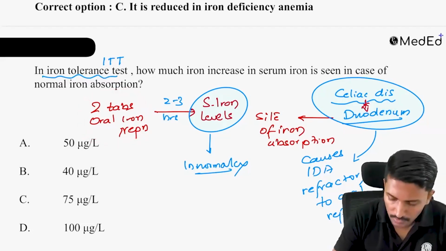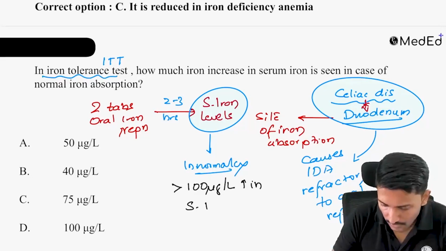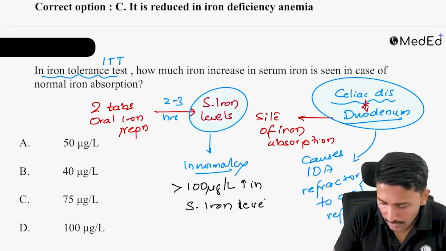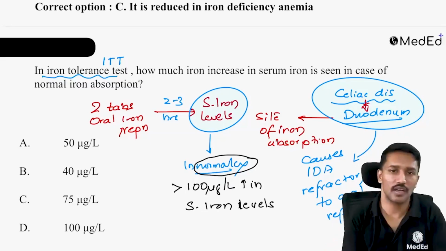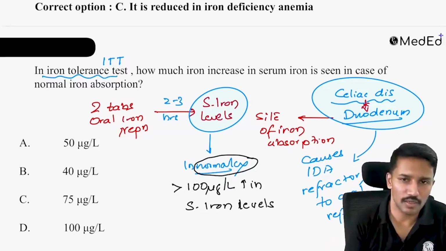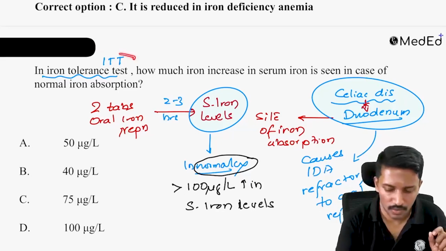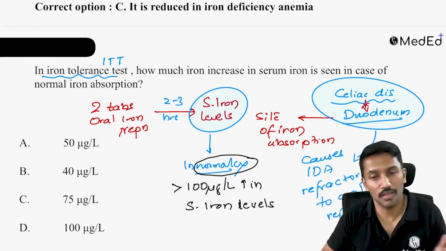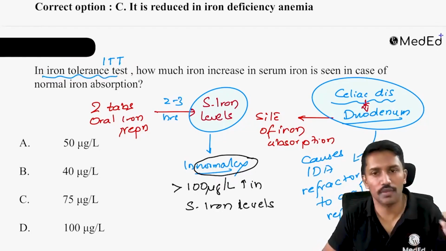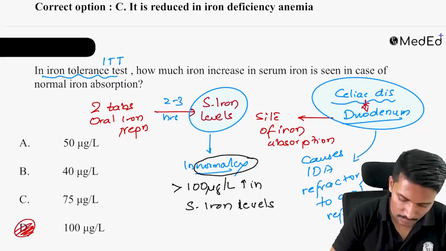So in normalcy, there will be more than 100 micrograms per liter increase in serum iron level if the absorptive surface is normal. Okay, if there is impaired absorption, well, I will not see a 100 microgram rise in the serum iron levels, right? It may be rising by 10, 20, 30 or no rise. That tells me that the patient is not having a good absorptive surface. Such patients, even if they have iron deficiency anemia, are unlikely to be benefited by oral iron. We have to give them parenteral iron. Clear? Okay, so that makes option D the right answer for this question.